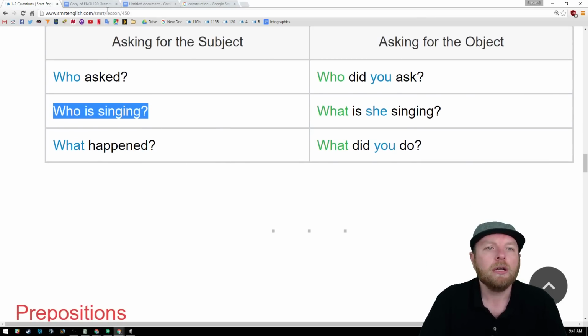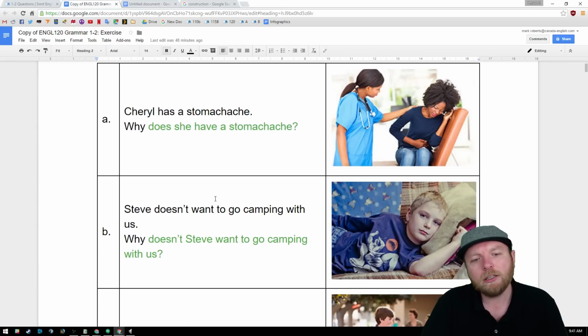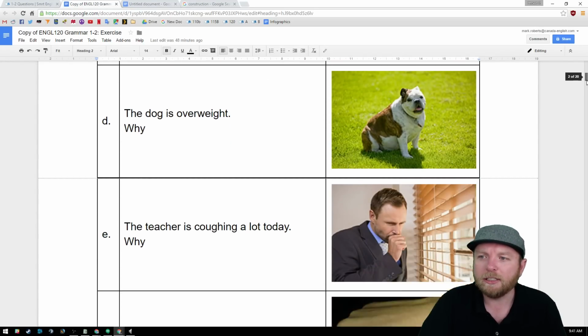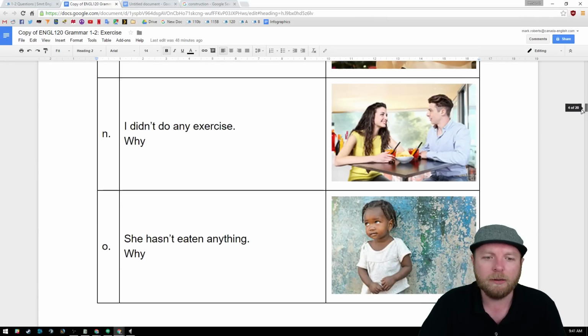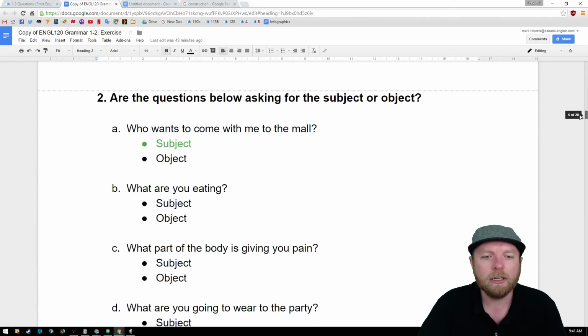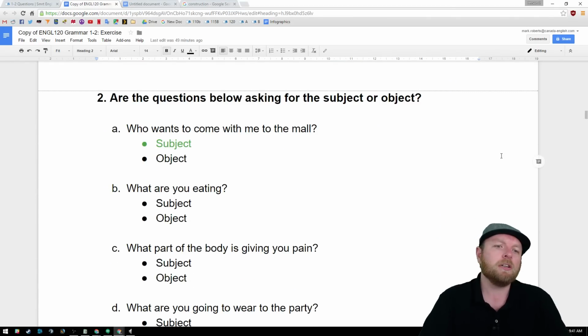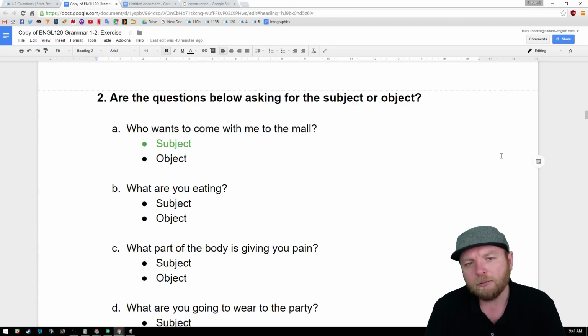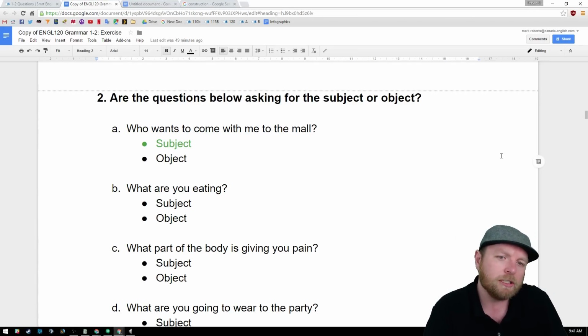Let's look at, I think we're going to skip this one. This one's a little easy. This one, we don't have a lot of time. So I'm gonna skip the question. Let's look here, guys. I'm gonna start the exercise. Are the questions asking about the subject or are the questions asking about the object?